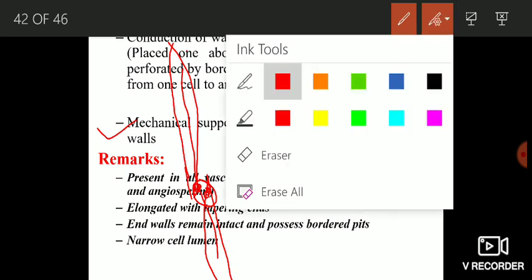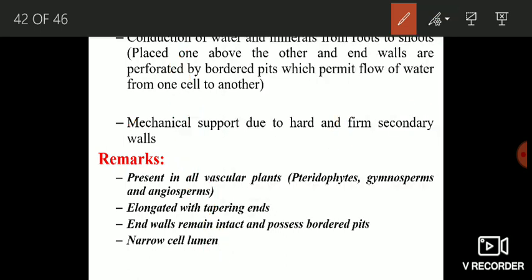Now some important remarks about the tracheids. The tracheids are present in all vascular plants. They are present in pteridophytes, gymnosperms and angiosperms. When we will discuss the vessels, you will come to know that vessels are only present in angiosperms, okay. This is the important defining feature of tracheids, okay. This is the characteristic feature of tracheids. You can see that tracheids are present in all vascular plants, pteridophytes, gymnosperms and angiosperms.